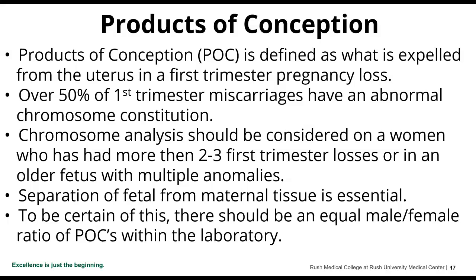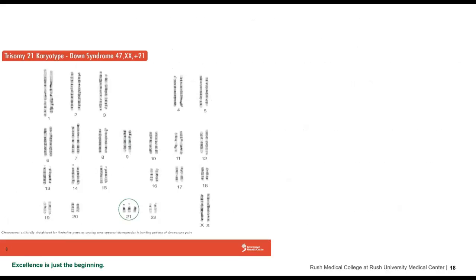So, as I said, 50% of first trimester pregnancy losses have abnormal chromosomes, and so we recommend chromosome analysis in anyone that's had 2 or 3 first trimester pregnancy losses. But it's really important to separate the tissue, because if every time you do a product of conception it's 46XX, you probably didn't do it right.